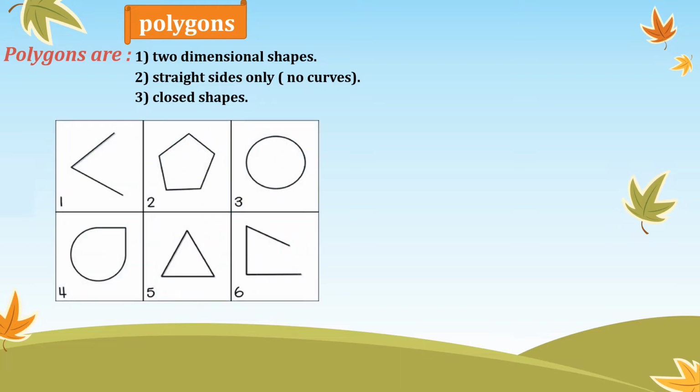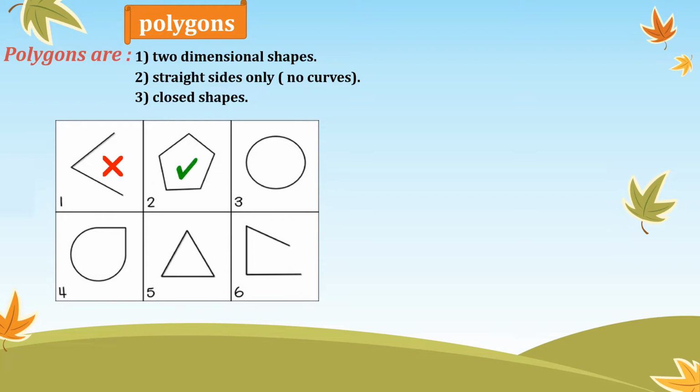Here, the first shape, is it a polygon or not? It's a two-dimensional shape. It has straight sides only and no curves, yes? But it's not closed, it's open. So, it's not a polygon. Number 2, 2D shape, straight sides only and closed shape, so it's a polygon.